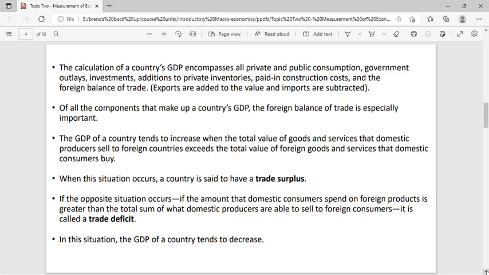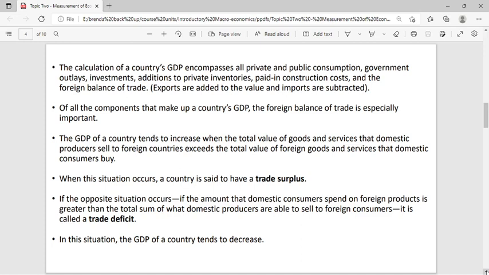So the calculation of a country's GDP encompasses all private and public consumption, government outlays or government expenditure, investments, and additions to private inventories, paid-in construction costs, and the foreign balance of trade. Here, for the balance of trade, we basically look at the difference between exports and imports.